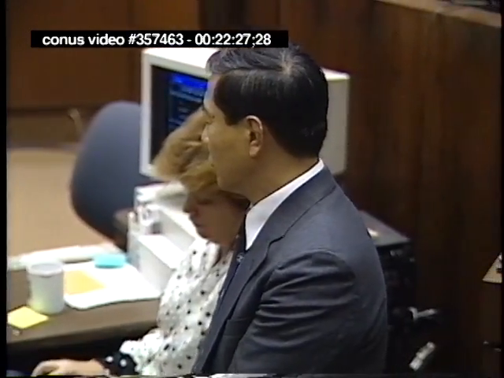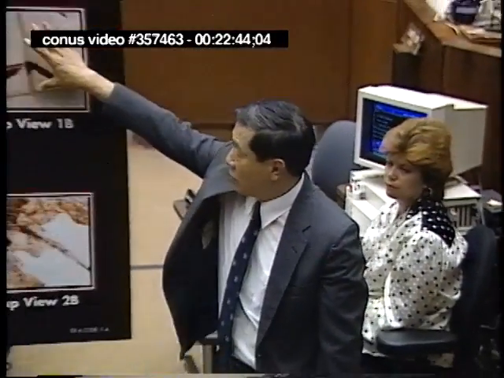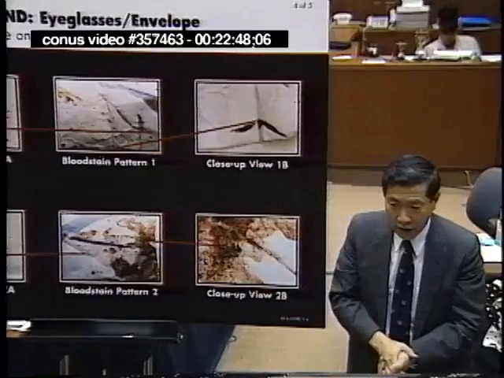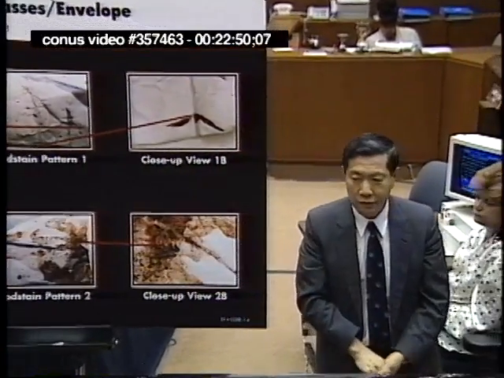No foundation. Sustained. Well, in terms of the fold, with the glasses in the envelope, would the glasses in the envelope prevent the fold that we see in the close-up view 1B? No foundation. Overruled. If the glass is in this area, it's very difficult to fold over the glass itself. Non-responsive. Overruled.